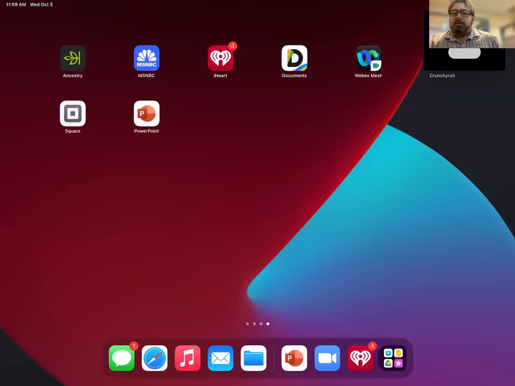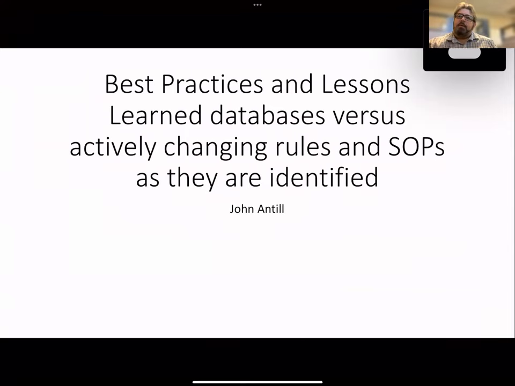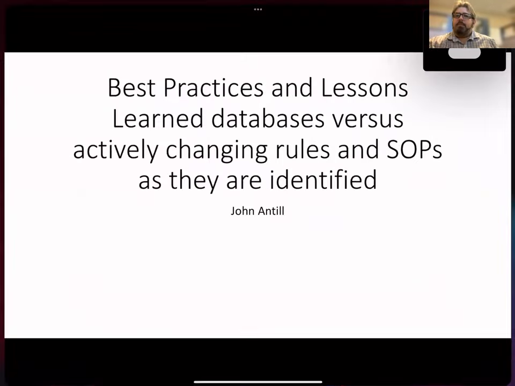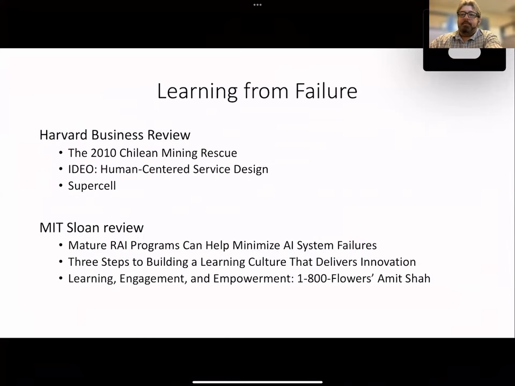So today we're going to talk about best practices and lessons learned databases versus actually changing them and the SOPs as they're identified. First off, we're going to go off some definitions, of course. Capturing lessons learned should be an ongoing effect. And the problem is with this, they get mothballed into large databases and then no one actually reads them.